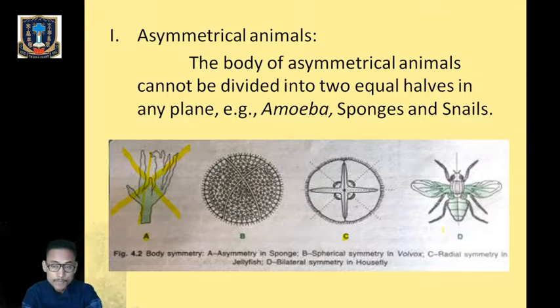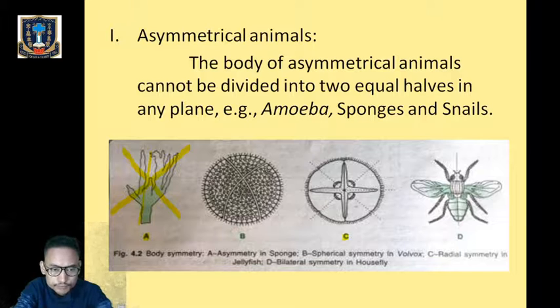That means two equal right and left halves. When we cut the animal into two parts, each half will receive the same number of body parts. But in bilateral symmetry, the body can be divided into two equal halves by cutting from only one plane. In radial symmetry, if you cut from any plane, any direction, the body is divided into two equal halves. Let me show you the cutting planes.